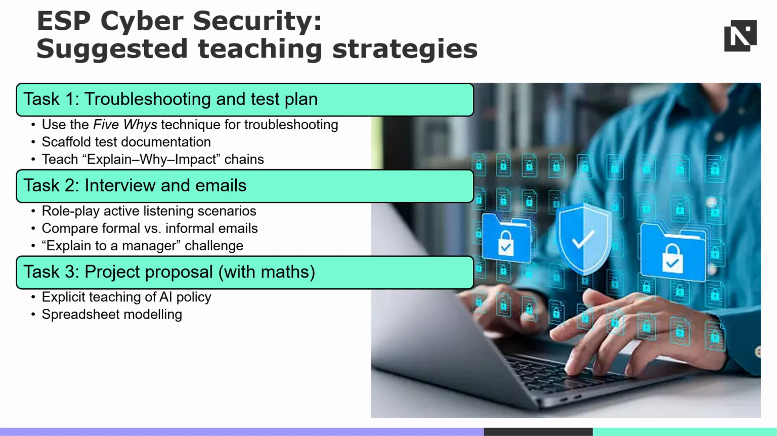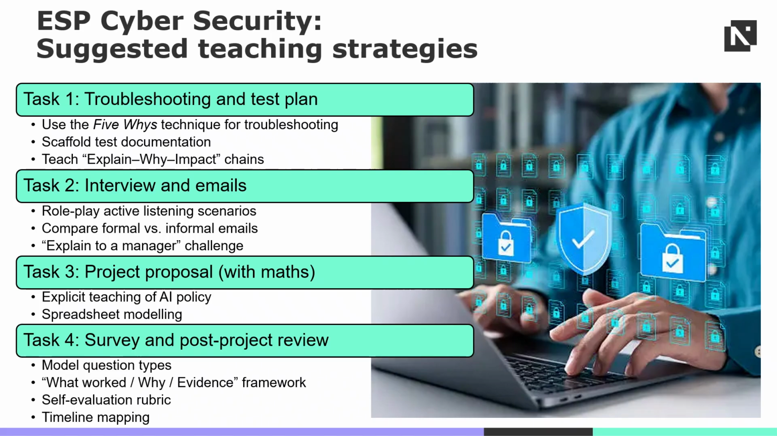In terms of task 3, the project proposal, it would be useful to do some explicit teaching of AI policy so students practice distinguishing between AI generated and original work, citing tools they used. And spreadsheet modelling could help with the cost analysis in terms of comparing total cost of ownership, for example, for on-premise versus cloud systems using real supplier data.